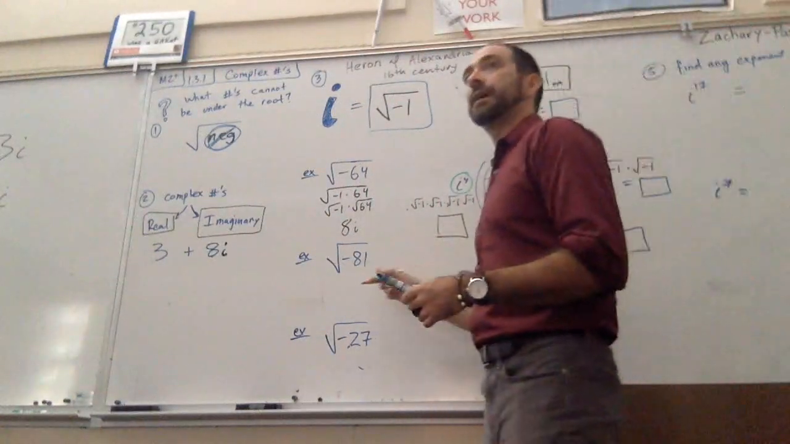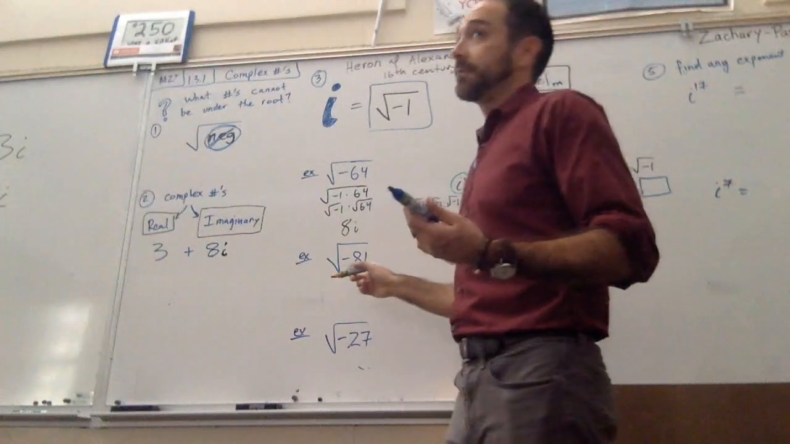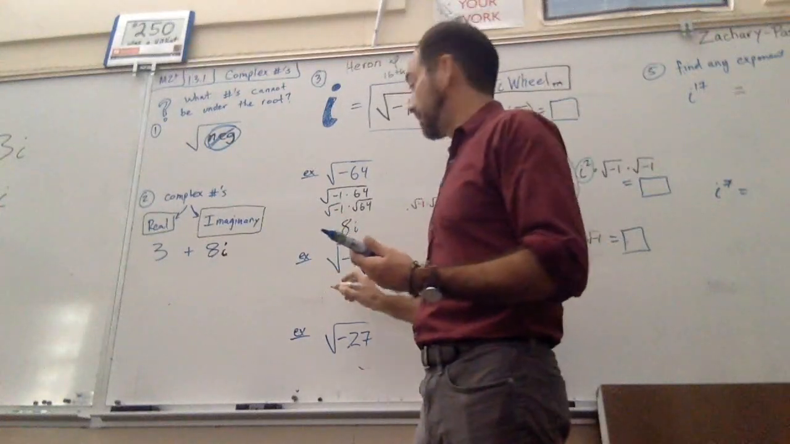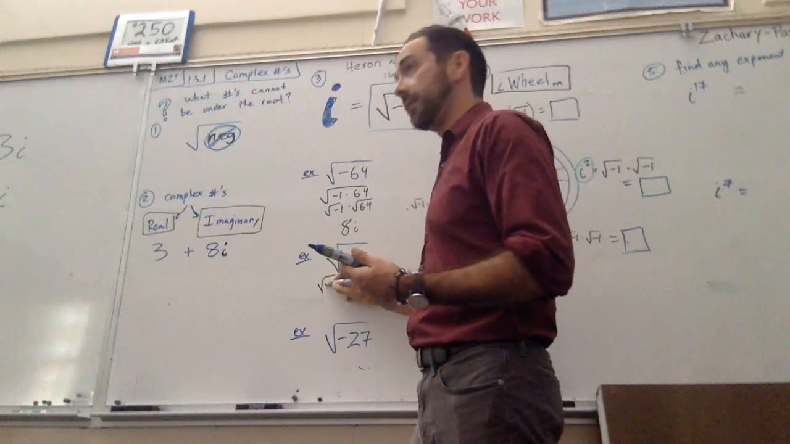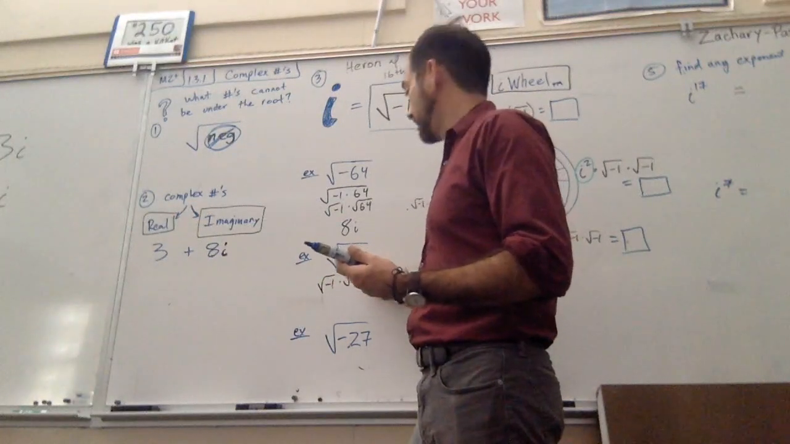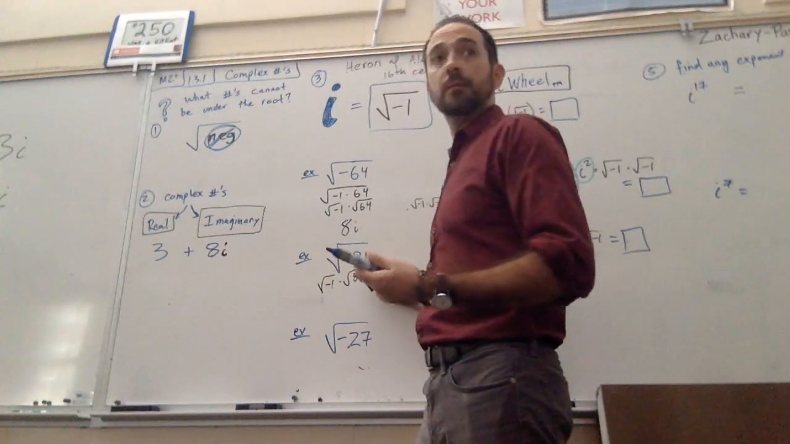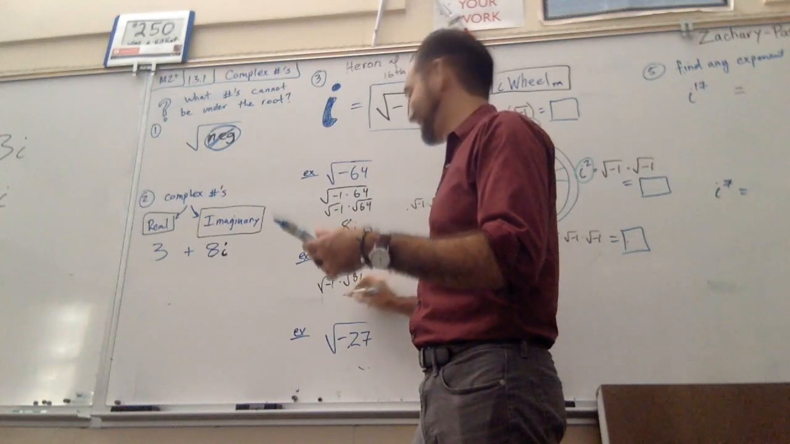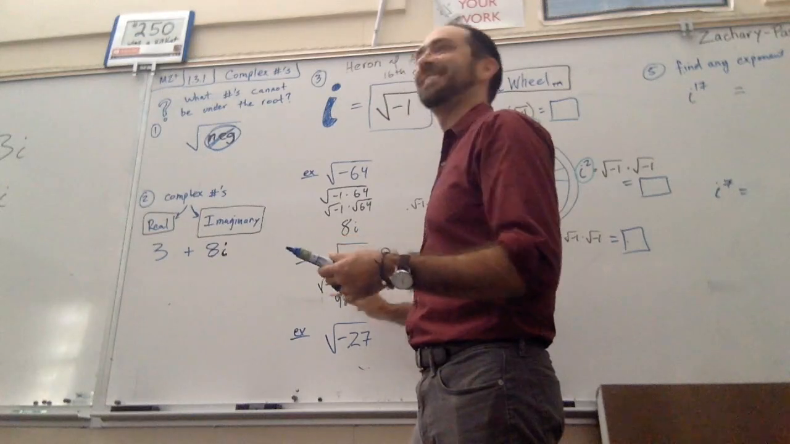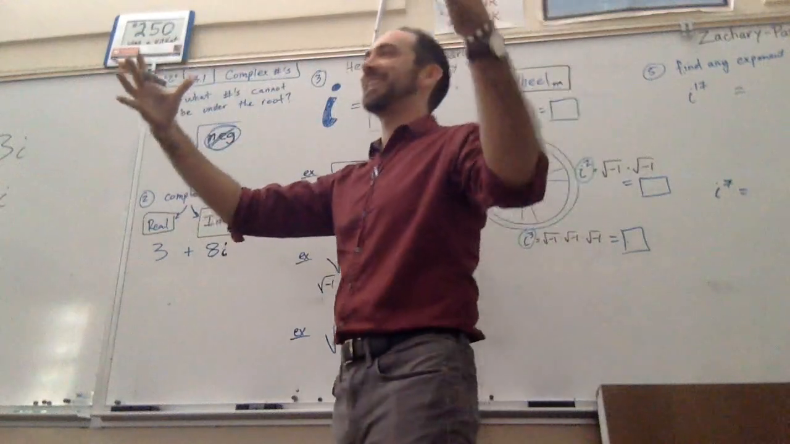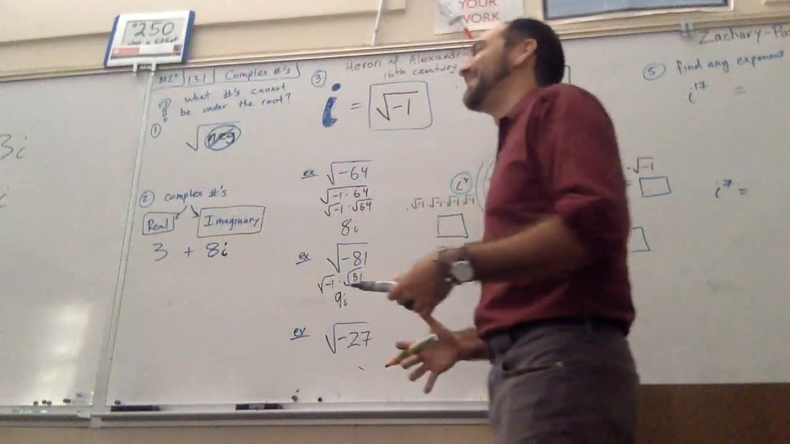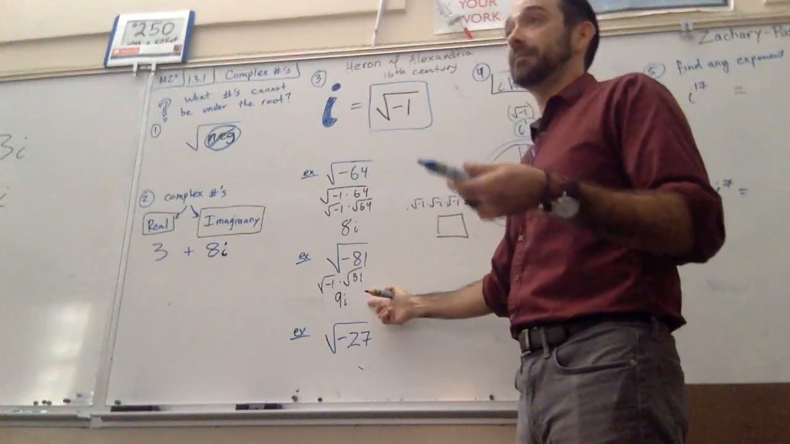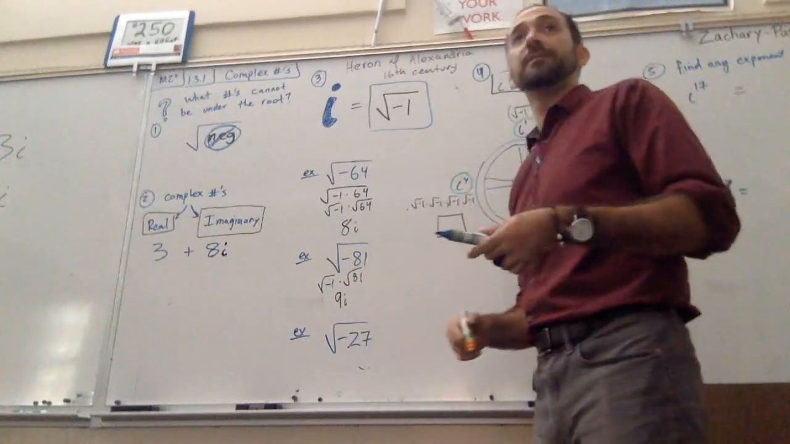Okay, how about this one right here? I think we could just talk through this one together. What am I going to break this into? Root -1 and root 81. All together? Come on, all together. Tomas, your voice spread out. You agree with that? Yeah. Okay, we're good.